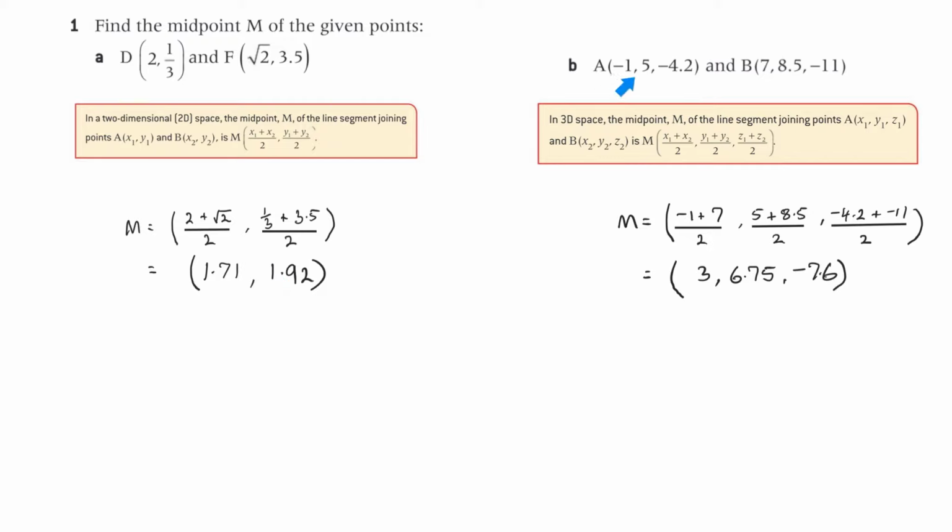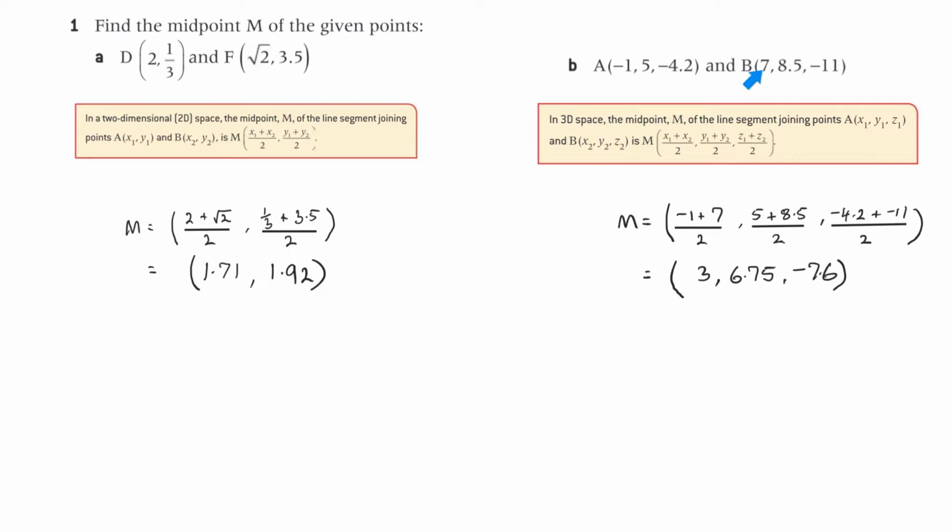B, this is 3D, right? That's x, that's y, that's z, x, y, z. This is from the textbook, and that's the form. I'm going to write our answer in. Again, we're taking the average of the x's, average of the y's, and average of the z's.